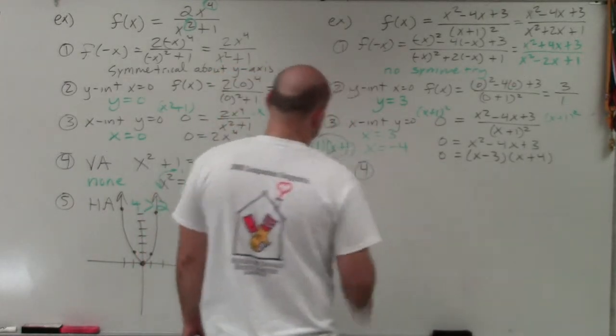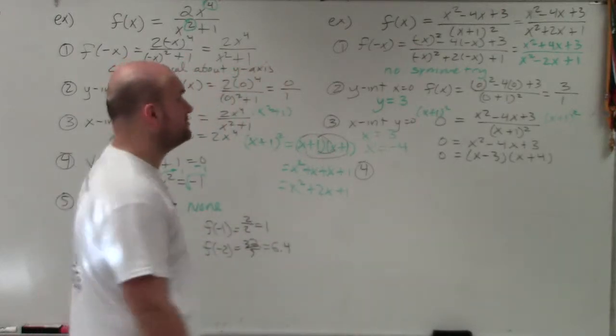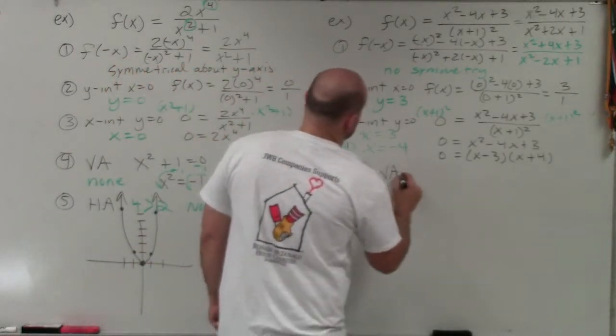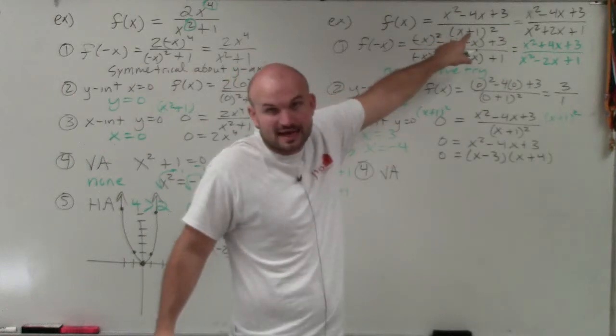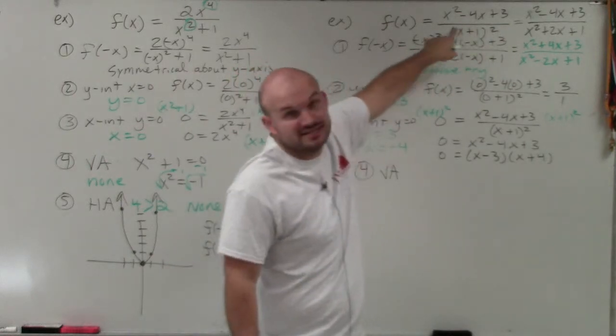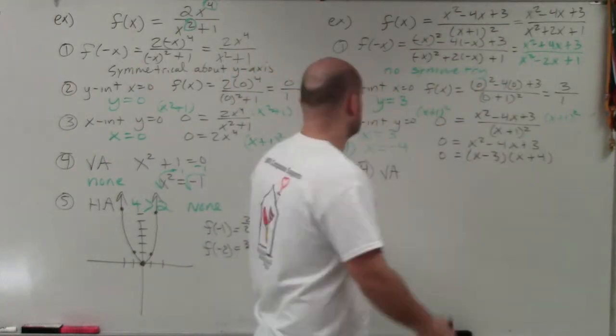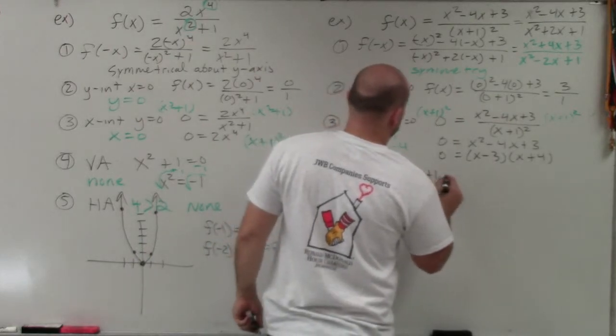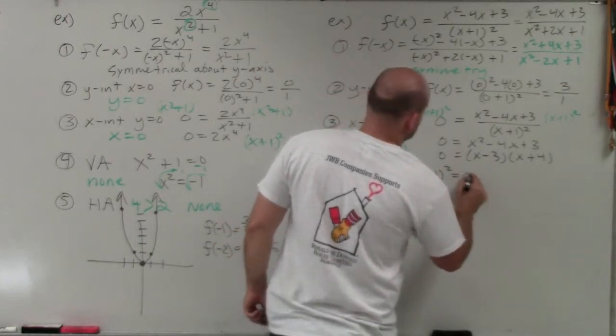Step number 4 here is now going to determine the vertical asymptote. So to determine the vertical asymptote, we're going to take our denominator and set it equal to 0. You could use the condensed form or the expanded form. Doesn't really matter. So I'll do x plus 1 squared equals 0.